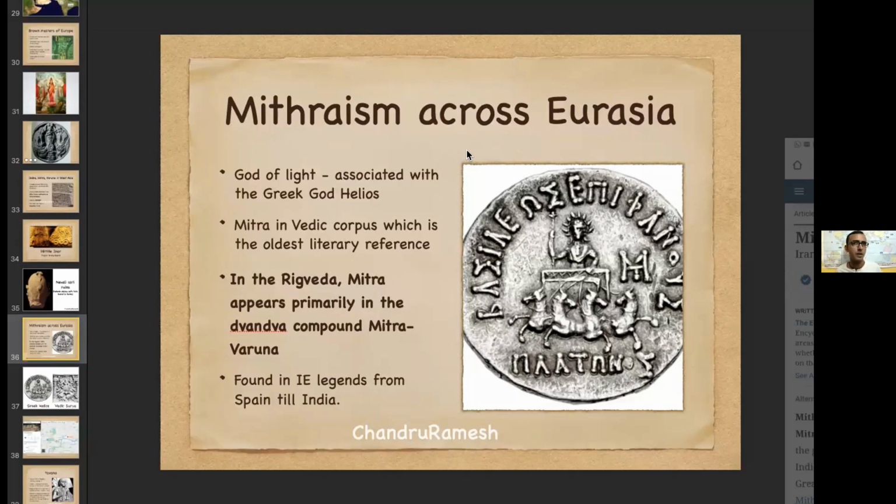Now you'll be wondering how it was common and how it was carried. It was carried not in the name of Surya, it was carried in the name of Mithra. Mithra is actually one of the names of Surya Dev. I'll explain why.